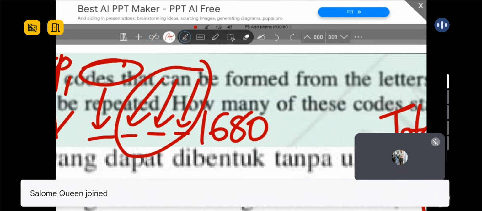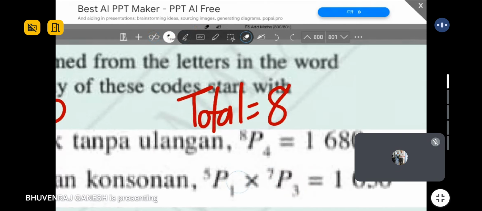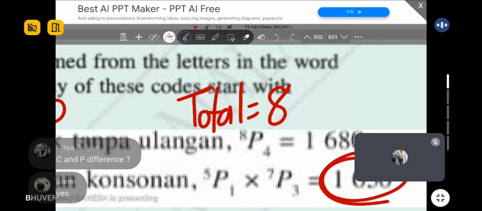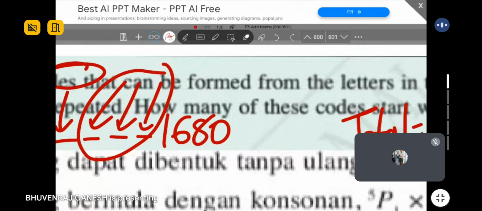Okay, do you all understand guys? So it's 5P1 times 7P3. Okay, so answer is 1050. Clear? Boleh respond? C and P difference. Okay. As you go on in today's lesson, you will understand. Okay, you see how the question asks.